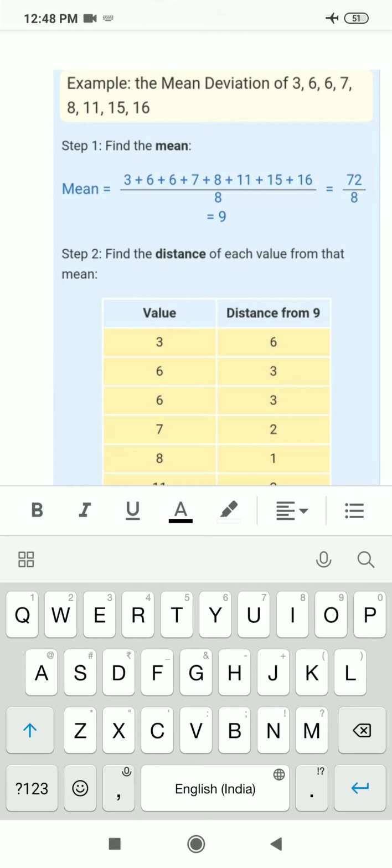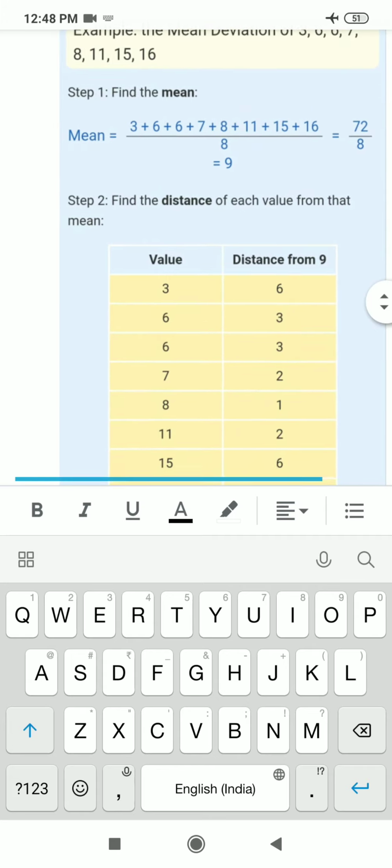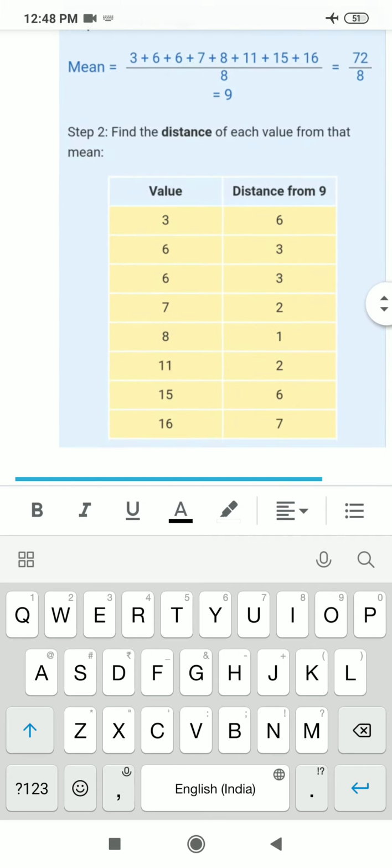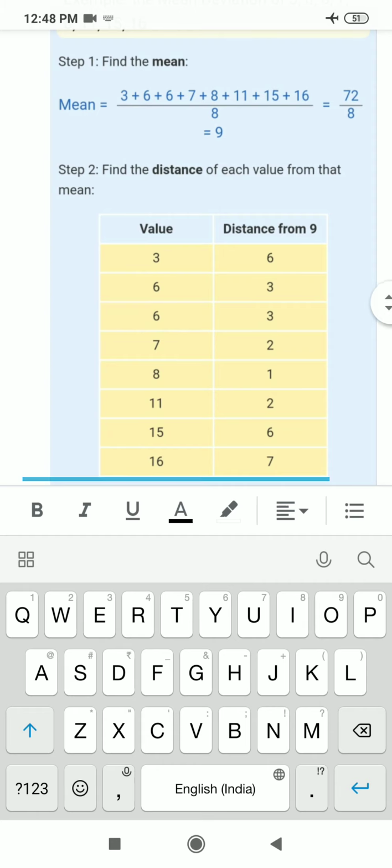So we have determined the mean, or I can say mean value. The mean value in this case is 9. Now I told you that the second step in determining the average deviation is to find the distance of each value from the mean. In this table, the first value was 3, the second was 6, the third was 6, then 7, 8 and so on up to 16, and the distance from 9.